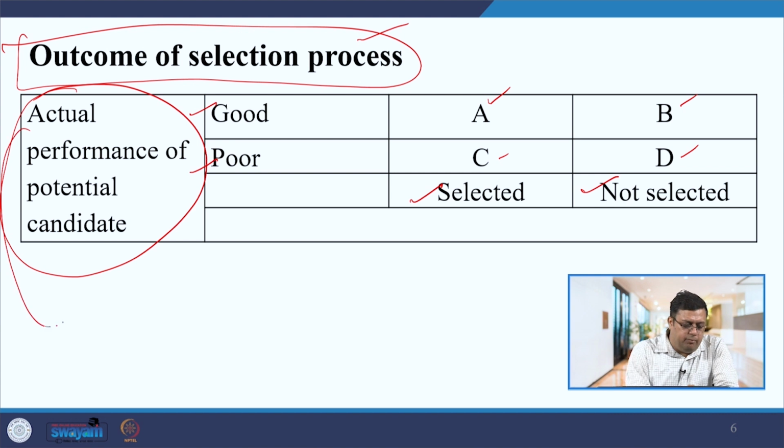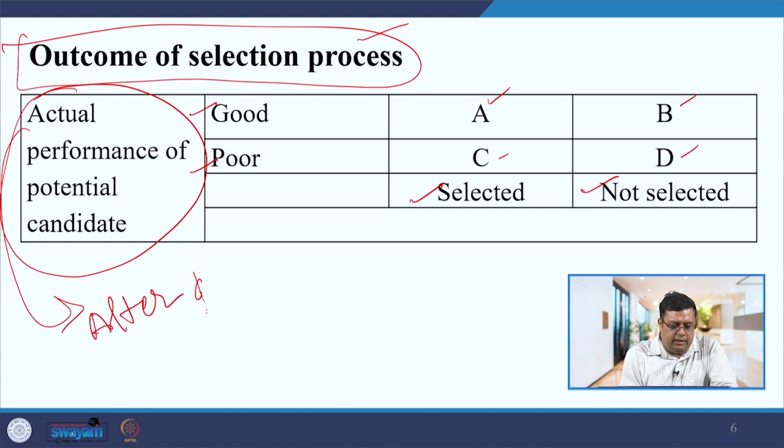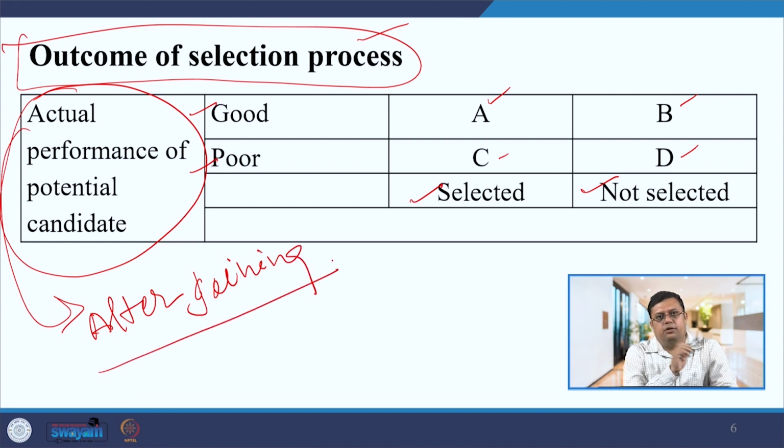So when will actual performance come? After joining the organization, right. Somebody has joined. So if you remember, during the recruitment we had discussed the potential matrix. Through the potential that we had measured, whether this candidate has the potential or not. The moment you have understood this candidate has the potential, then that person should be able to convert his potential into performance, right.